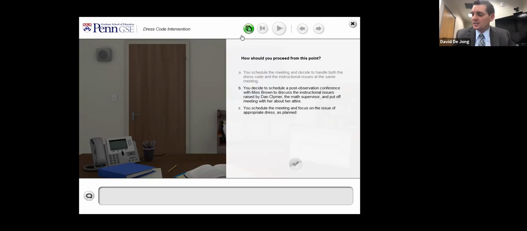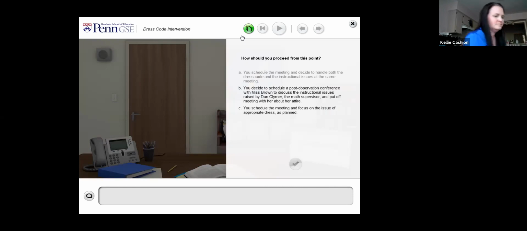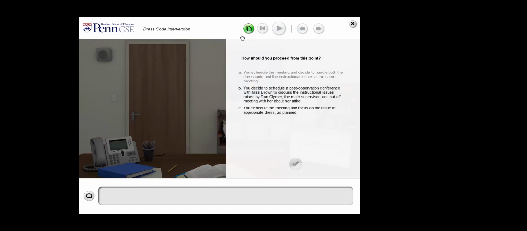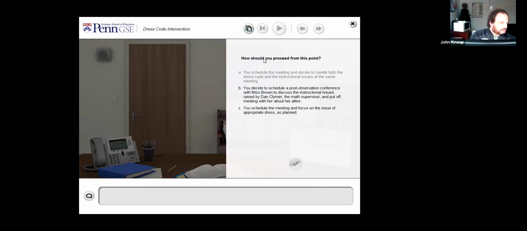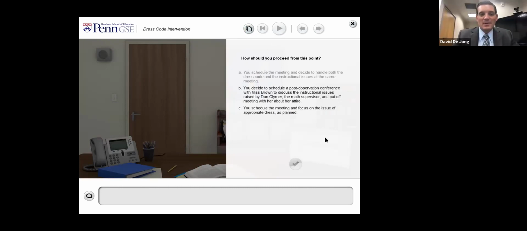All right, I'm giving everybody 30 seconds to come back and join us in the main session. Welcome back to the main session, everybody. The vast majority of our group chose C, so we are going to choose C and we'll see how she responds.